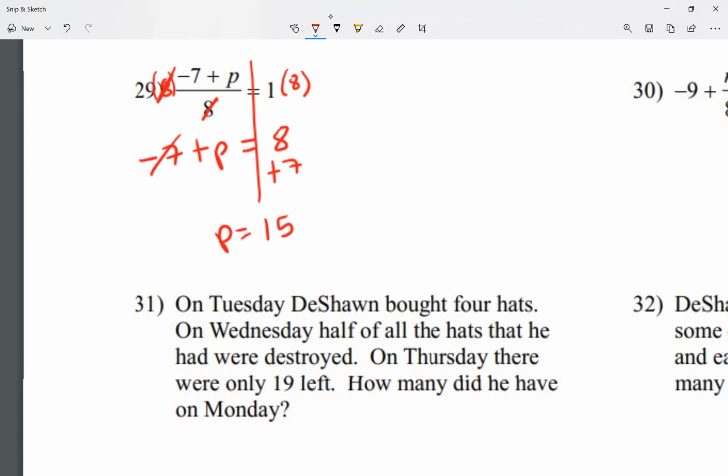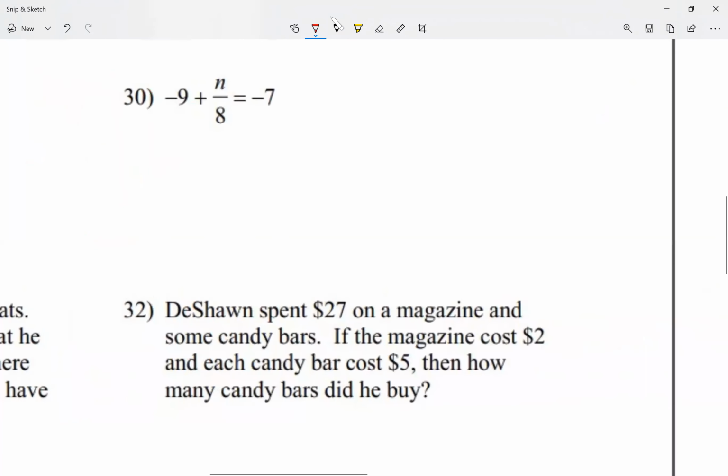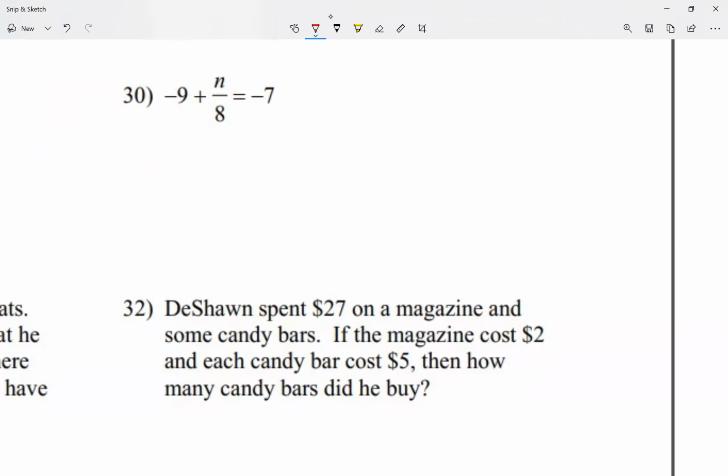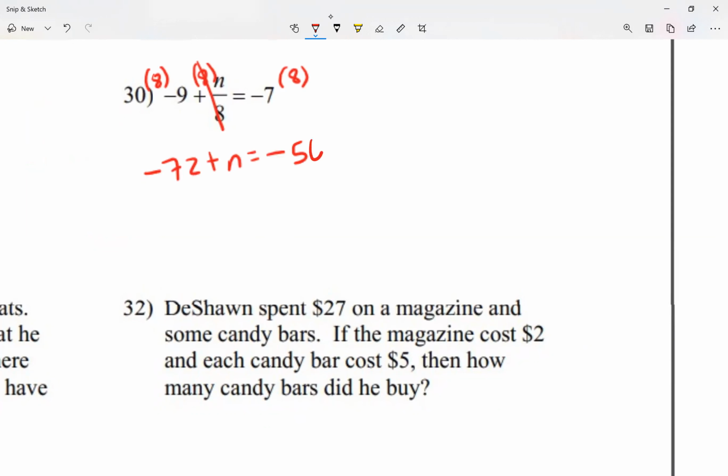Right? Pretty simple. Let's take a look at number 30. I'm going to multiply everything times 8, because again, I don't want to deal with fractions. So I have -72 plus n is equal to negative 56. Notice I multiplied everything by 8.